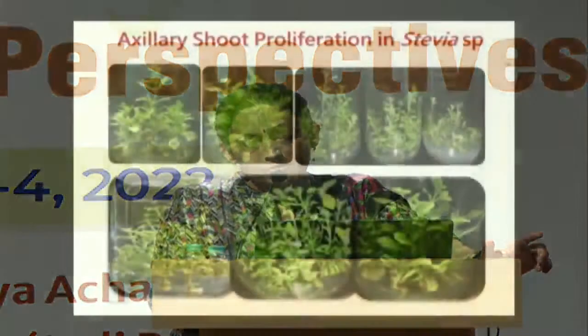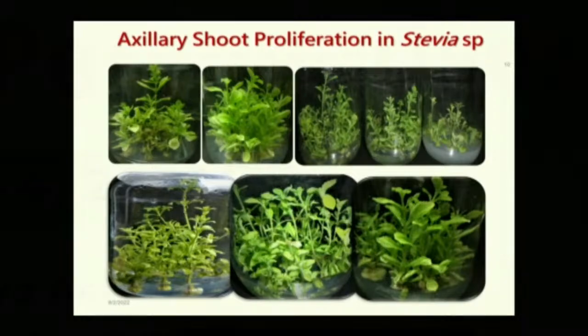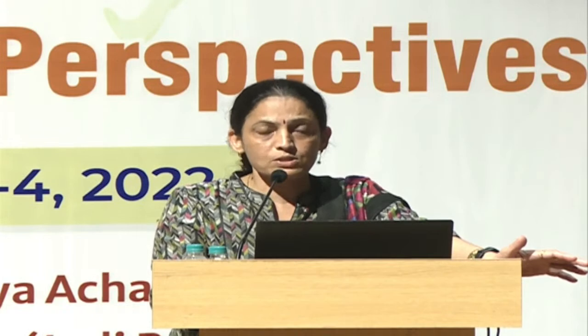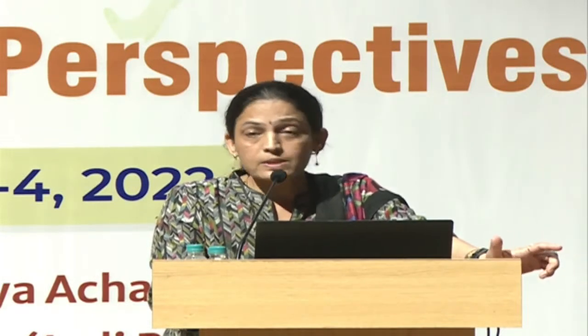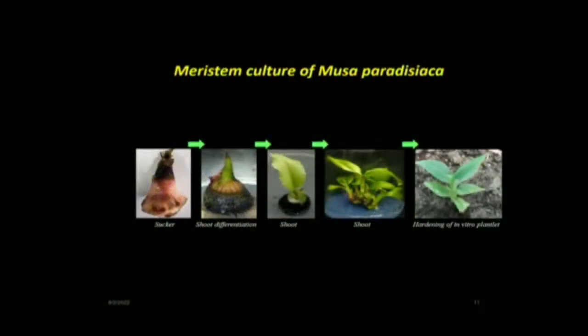This is the stevia, where again we have used the axillary shoot, which we were supplying to the farmers every 12,000 plants per week. Our MTech student was doing it just to help them to grow them large scale propagation, because here the leaves are to be utilized for steviol glycoside production as a raw material. This is the banana, where we are using the shoot tip, because banana have a lot of problem with the viruses. So here we are using the shoot tip.